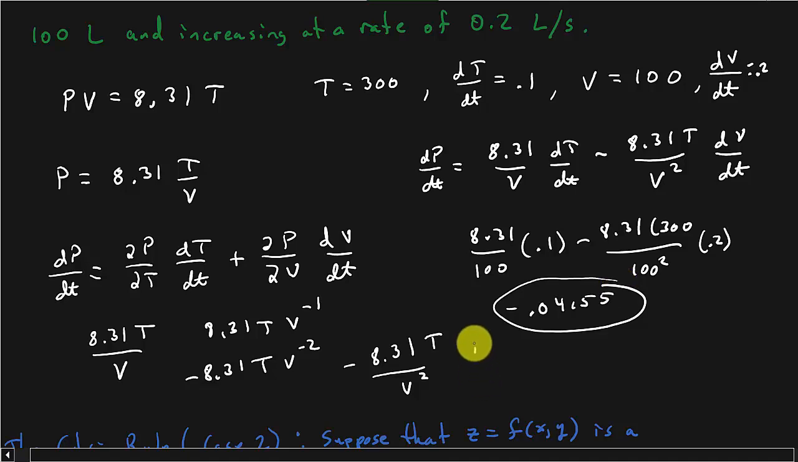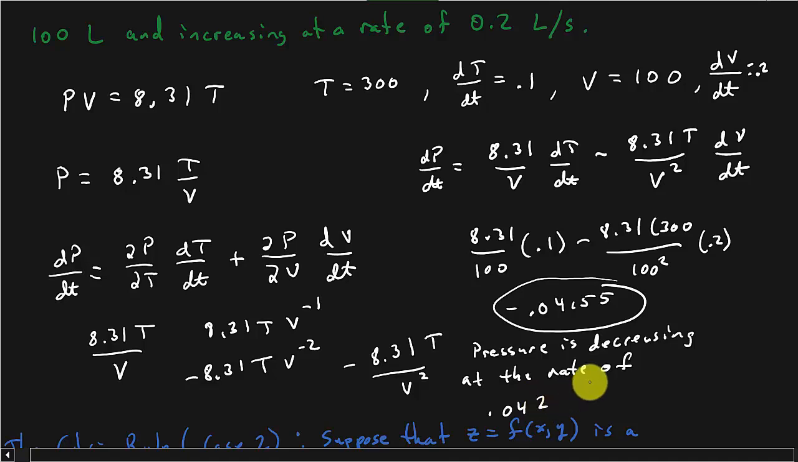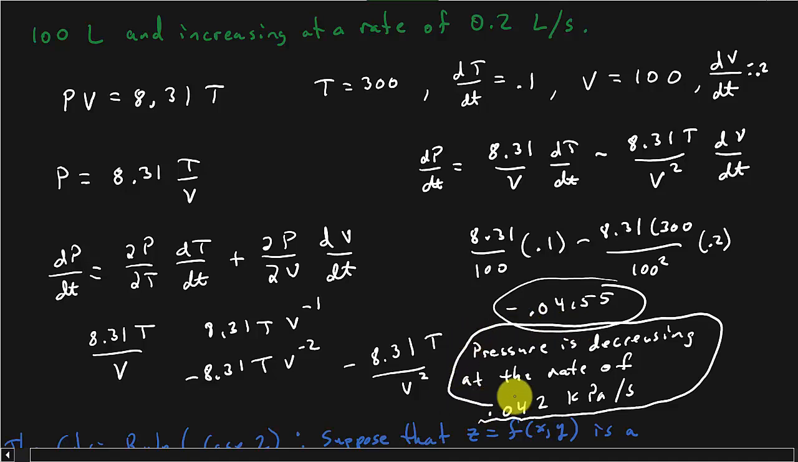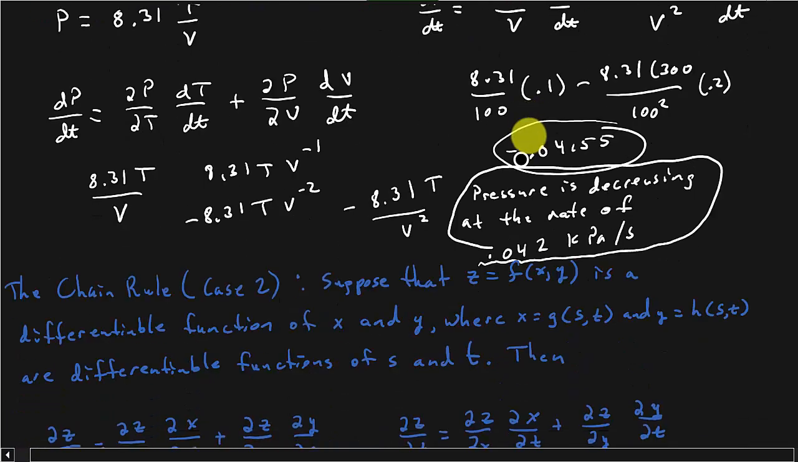And so the pressure, we can say the pressure is decreasing at the rate of 0.042. We'll just round it up. It's decreasing at that rate of kilopascals per second. All right. So it's not bad. That's not too bad at all. All right. So let's go up here.